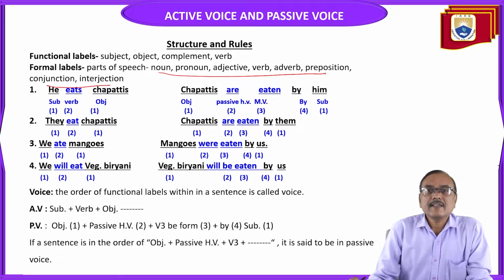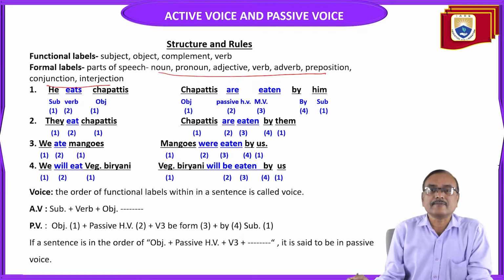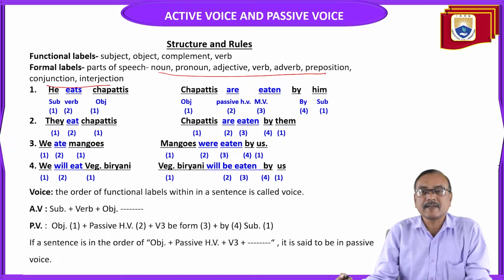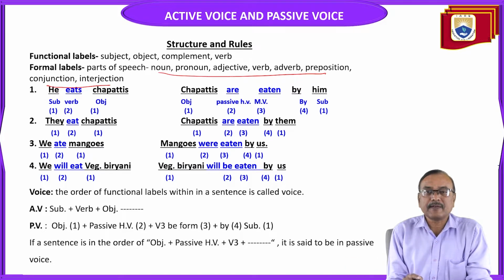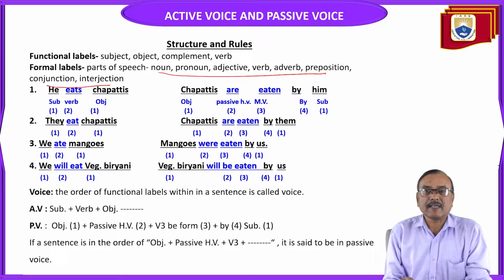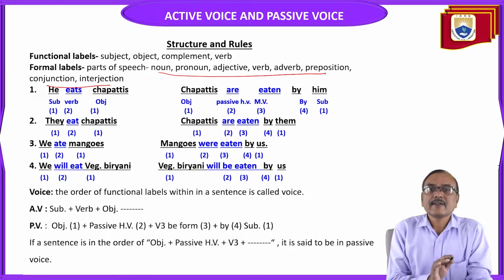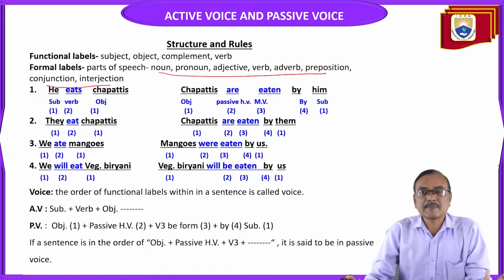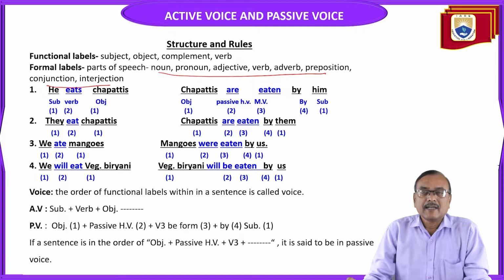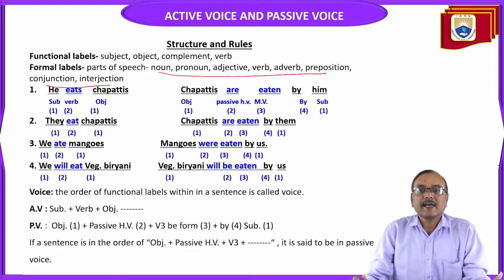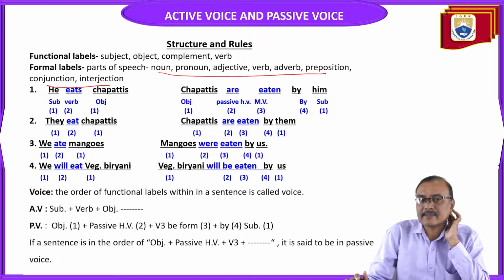Why? Because they can change their form. A noun can often be used in verb form. Even a verb can change its form to adjective or adverb sometimes. So those are called formal labels. All parts of speech come under formal labels, and functional labels indicate the function of a particular word. Now let us see some examples.